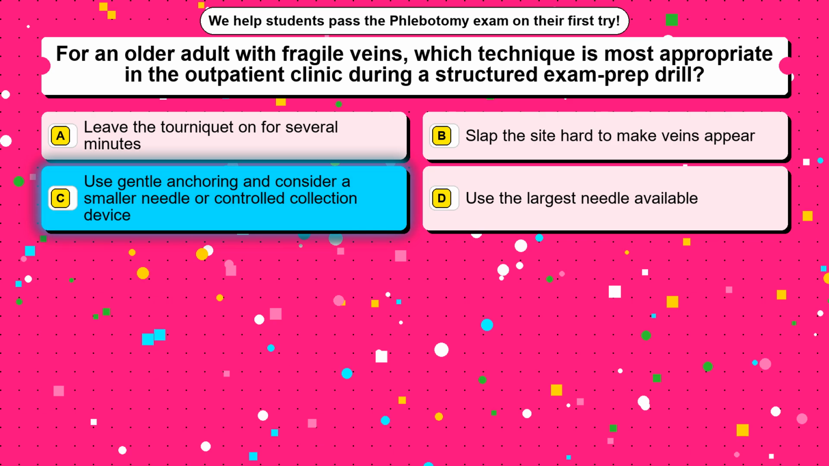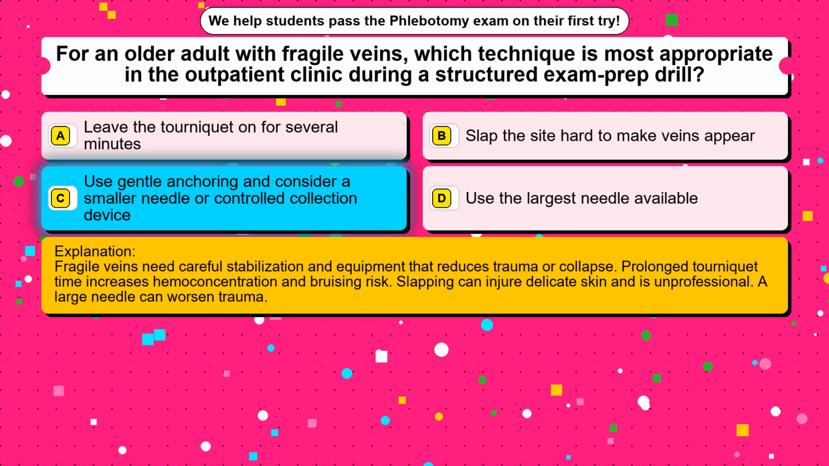The correct answer is option C. Use gentle anchoring and consider a smaller needle or controlled collection device. Fragile veins need careful stabilization and equipment that reduces trauma or collapse. Prolonged tourniquet time increases hemoconcentration and bruising risk. Slapping can injure delicate skin and is unprofessional. A large needle can worsen trauma.